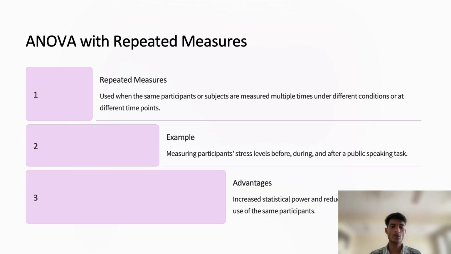Next, ANOVA with repeated measures. Repeated measures is used when the same participants or subjects are measured multiple times under different conditions or at different time points. Example, measuring participants' stress level before, during, and after a public speech task. Advantages: increased statistical power and a reduced number of participants.